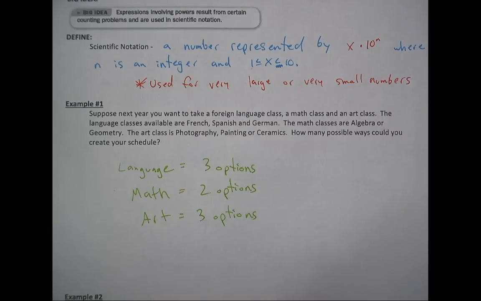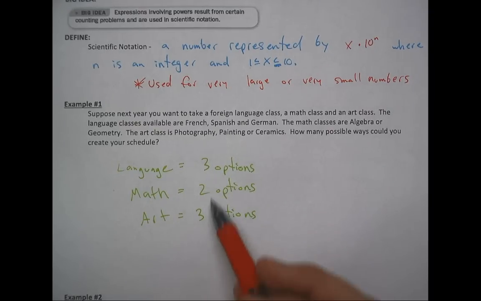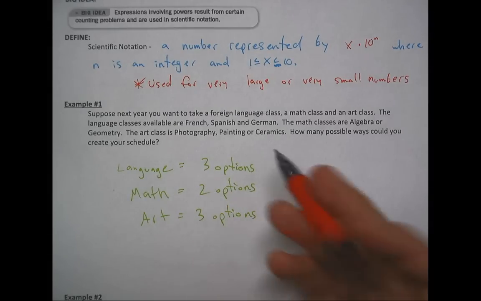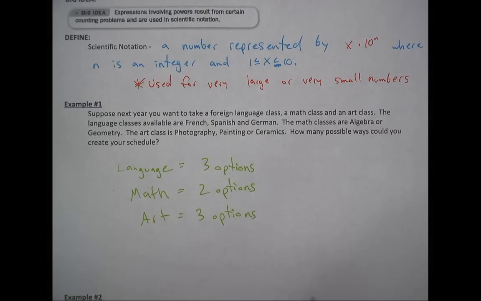So this falls back on probability. You want to know how many different ways you can arrange these, how many different schedules you can make. And all we have to do is take each one of these numbers of options and multiply them together. That's your counting principle, and that'll tell you how many different possible schedules there are.